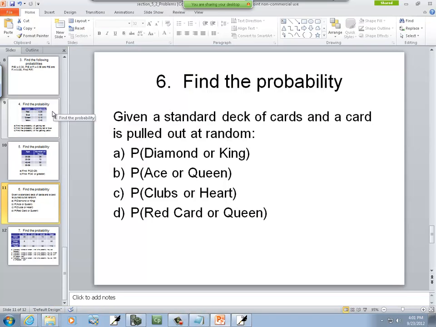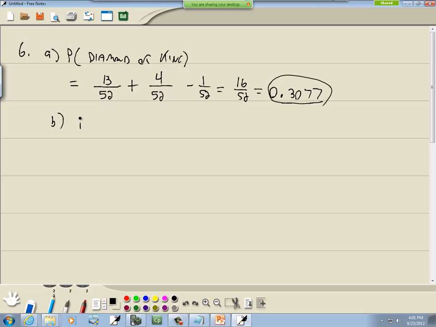Now B: probability of an ace or a queen. For our first fraction, again, the or is addition. For ace, there are 52 cards and 4 of them are aces. For the queen, there are 52 cards and 4 of them are queens. There's no way for a card to be an ace and a queen at the same time, so I don't have to subtract anything off here. So this will be 8 over 52, or 0.1538.